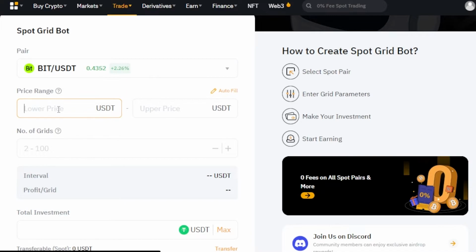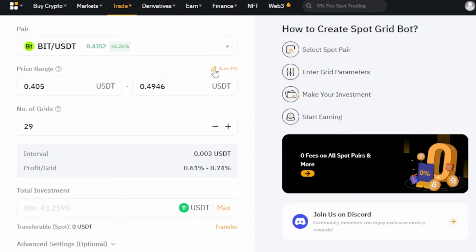Price range. In USDT, you will enter the lower price. Keep in mind to read the chart first so that you can get an idea of what the lowest price is for this coin, this pair, and what the highest price is. This is really important, reading a chart. You can autofill as well. I'm going to click on the autofill option and it will show me the lower price is 0.405 and the highest is 0.49. The number of grids is really important. I'm going with 29. You can autofill really easily. So as a beginner, it actually becomes really easy to trade.